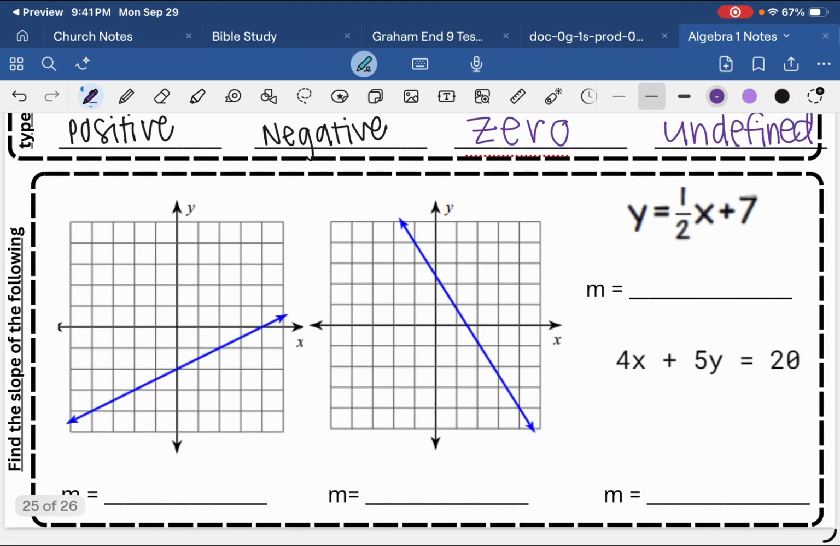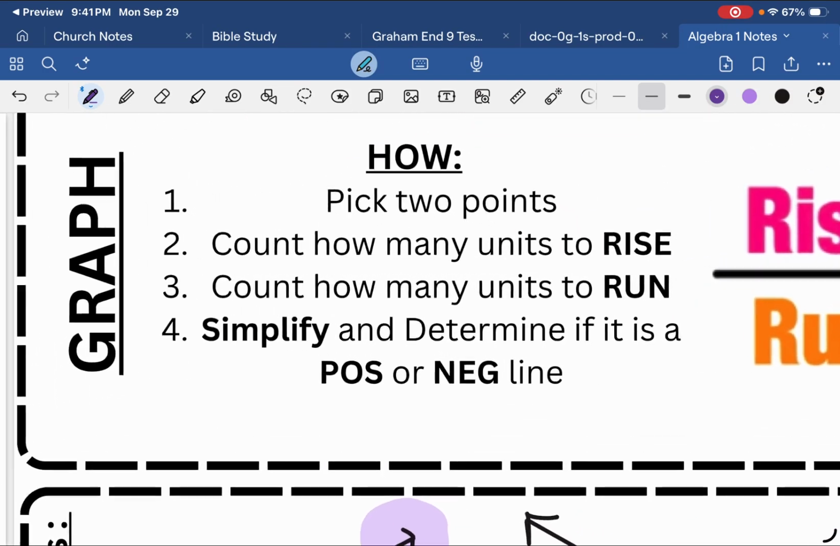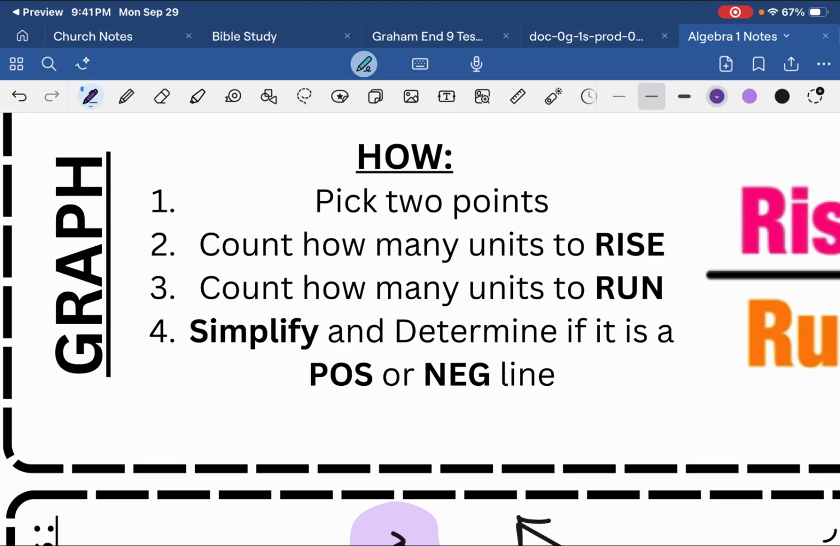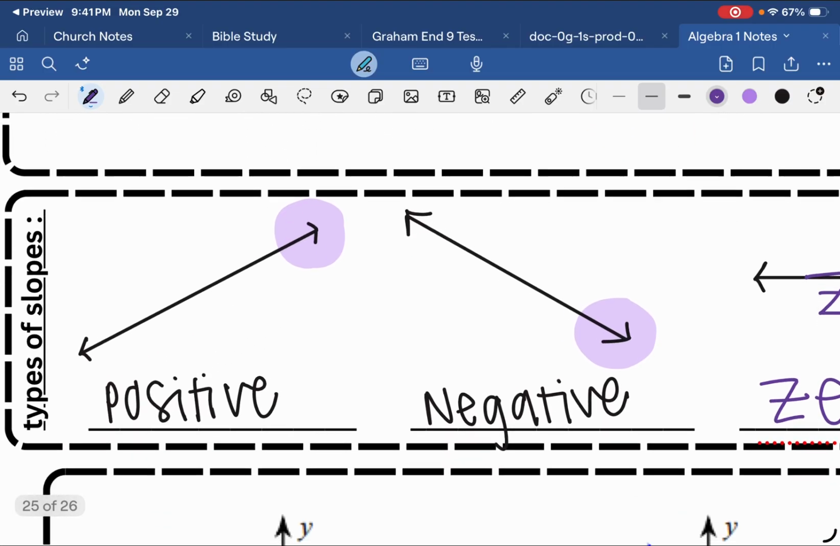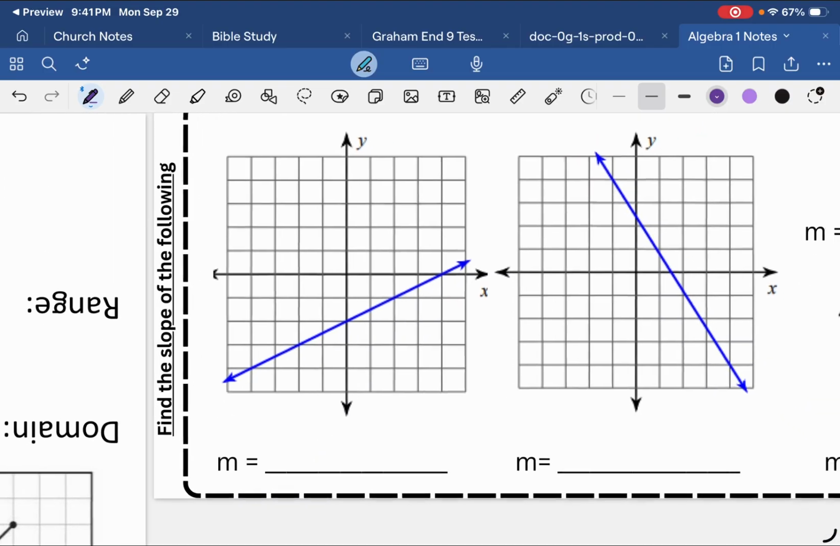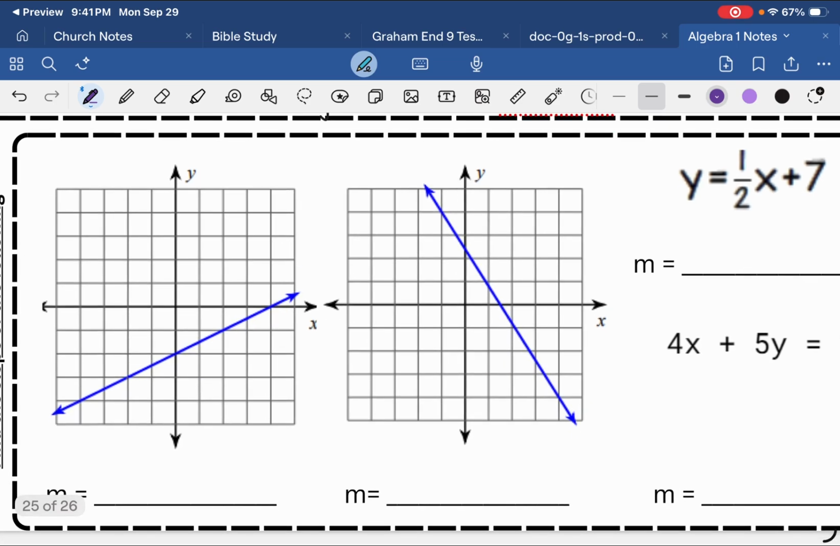Okay, so let's find some slopes. Again, if I have a graph, our steps are to pick any 2 points, count how many units they rise and run, and then determine if it's a positive or negative slope. So you must pick 2 points that fall perfectly in a corner of the coordinate grid. In this case, I always try to go left to right.